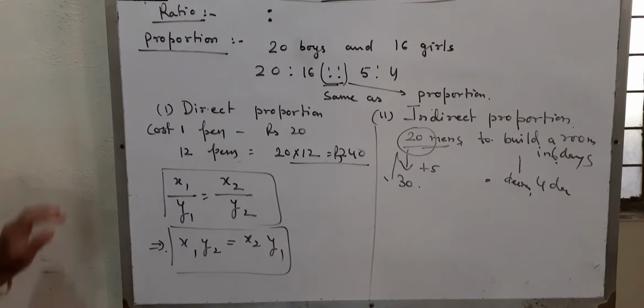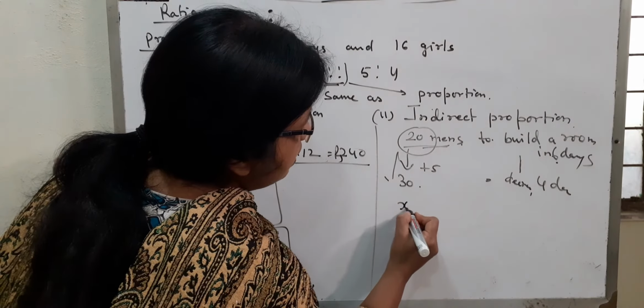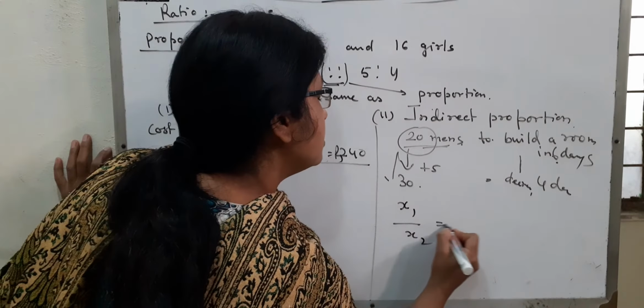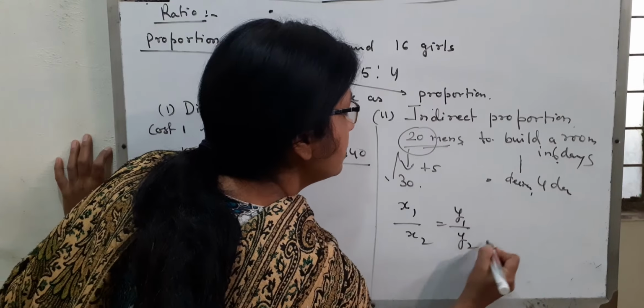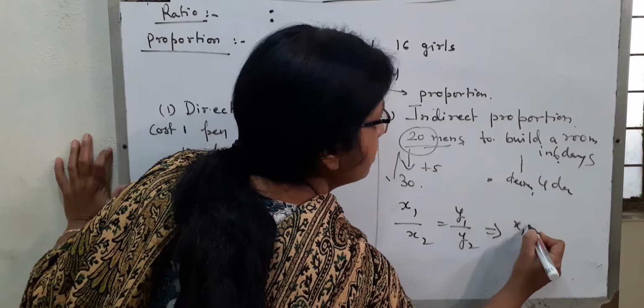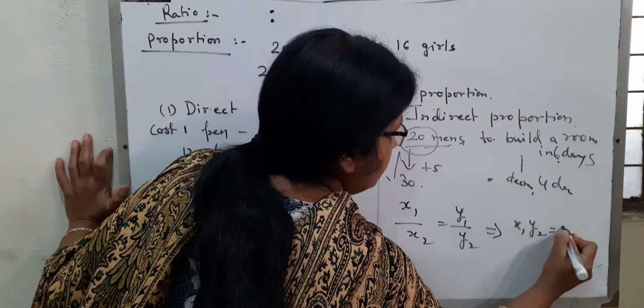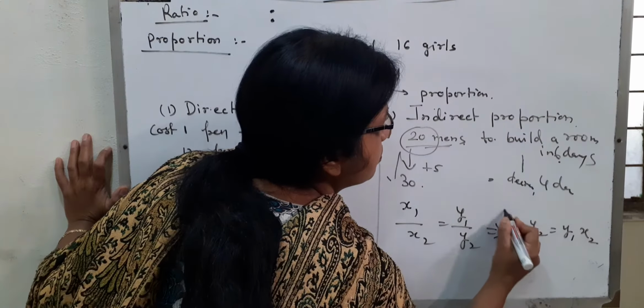And the formula of this is x1 by x2 is equal to y1 by y2. This implies x1 y2 is equal to y1 x2.